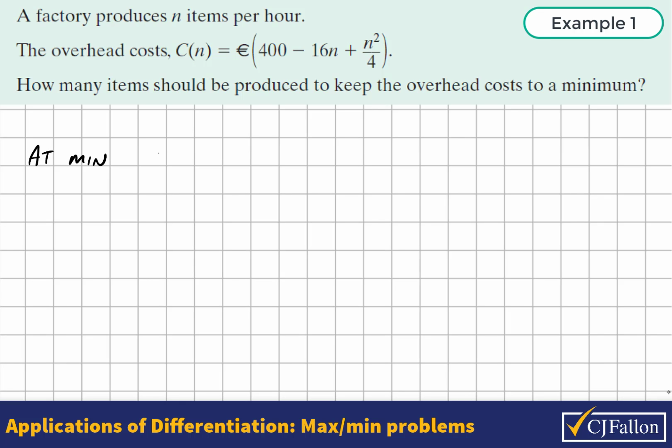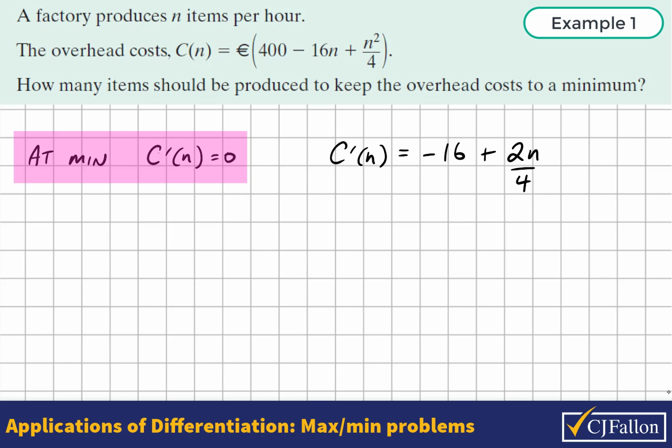So at the minimum, C dash of n is equal to 0. The derivative of the function is equal to 0. So we differentiate this quadratic function. We multiply by the power and reduce the power by 1. The derivative of 400 is 0. We get negative 16 and we get 2n over 4, which can be neatened to n over 2.